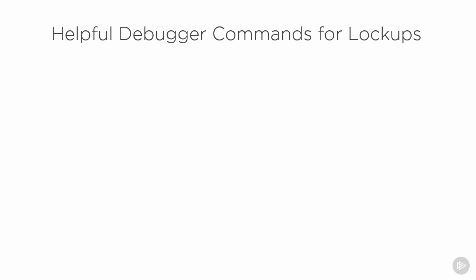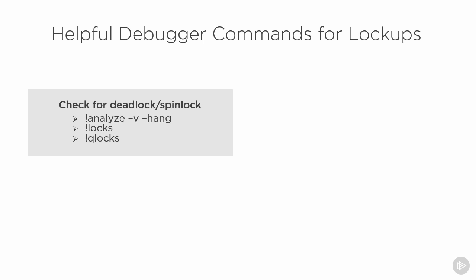When you start analyzing your system lockups, I want to provide you with a few useful debugger commands to keep in mind. To start with, you'll always want to check for any deadlocks or spin locks that may have caused the hang. To do that, you'll start out with !analyze -v -hang, which will check for any blocking locks. Another command to keep in mind is the !locks command, which will show you any locks that are held by various threads. Finally, there's the !qlocks command that will show you the ownership of any spin locks.